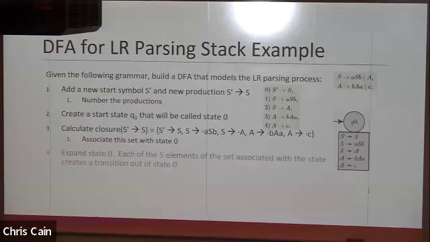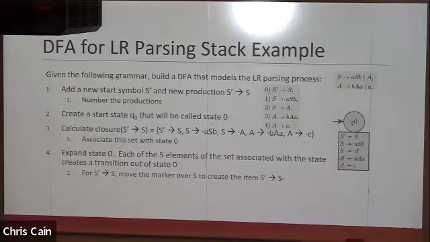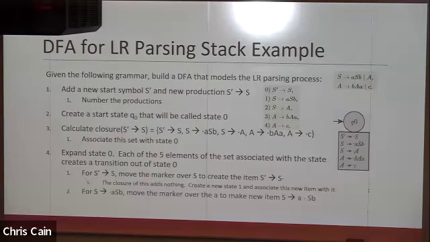Then we expand that state by figuring out how we move forward on each of these. So we need to calculate the associated closure of each of these. And then from that closure, we can make transitions out of this on what we can do with regards to moving past each of those dots. So move the marker over S. Closure of this adds nothing, so we make a new state and associate it. Move the marker over every terminal at the beginning of each of these, and that allows us to make a transition on that character.